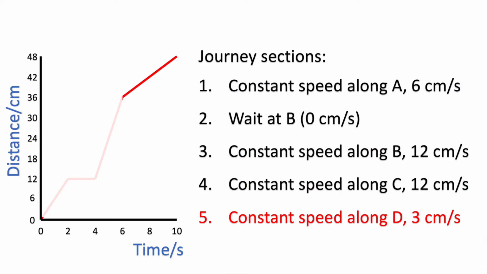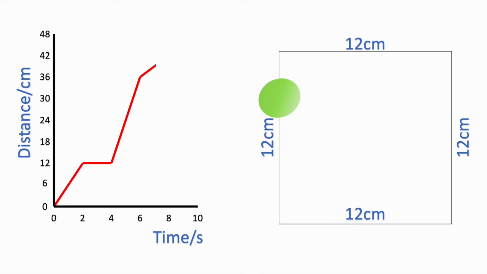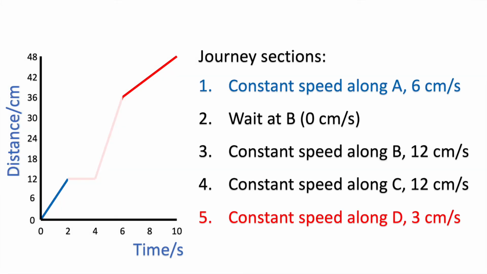Lastly, graph section 5 shows the grape moving at a slower constant speed. Since the grape takes 4 whole seconds to cover the last 12 centimetres of the journey, the gradient of section 5 is half as steep as the gradient in graph section 1. You guessed it, the grape's speed in leg D was half the speed it had in leg A.